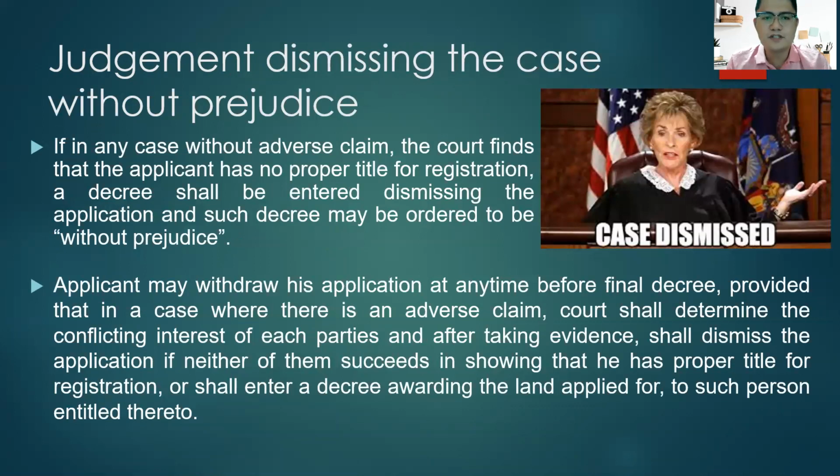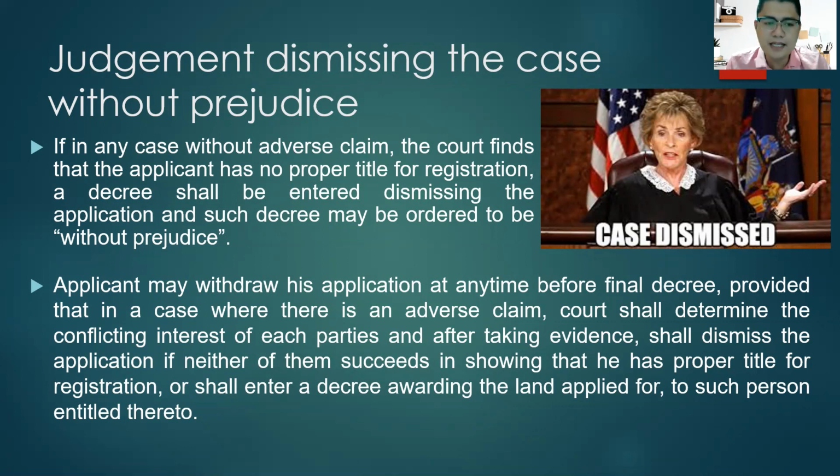Judgment dismissing the case without prejudice. If in any case without adverse claim, the court finds that the applicant has no proper title for registration, a decree shall be entered dismissing the application, and such decree may be ordered to be without prejudice. Meaning you can refile. Without prejudice means that the issue is still subsisting.